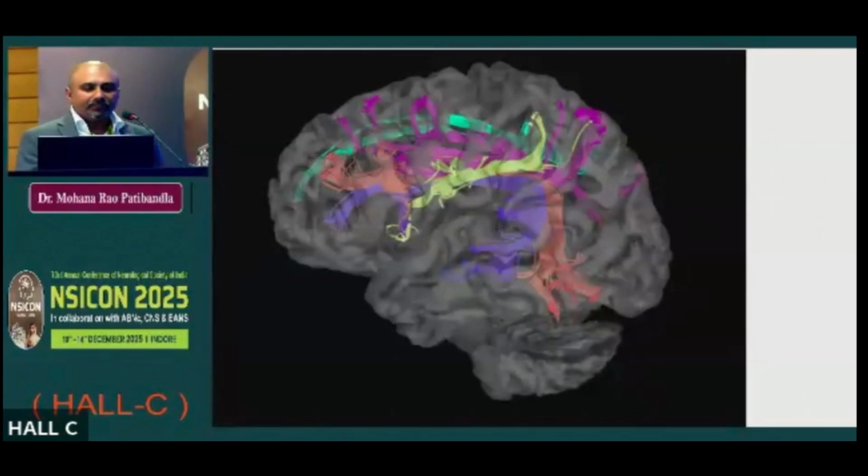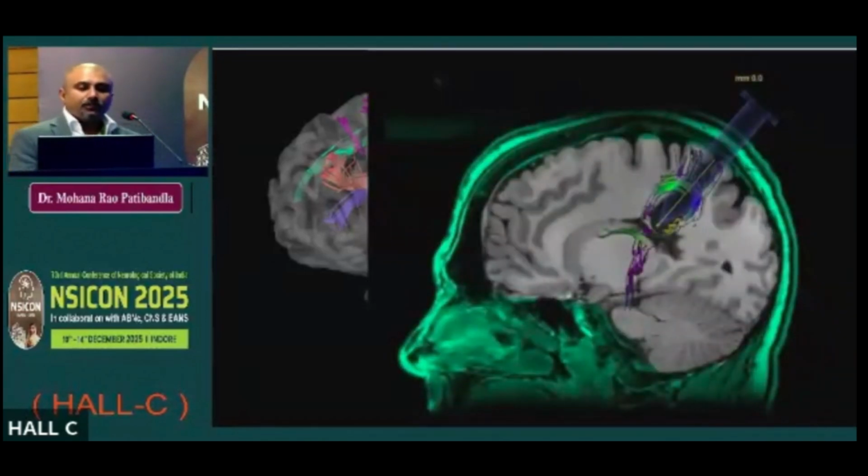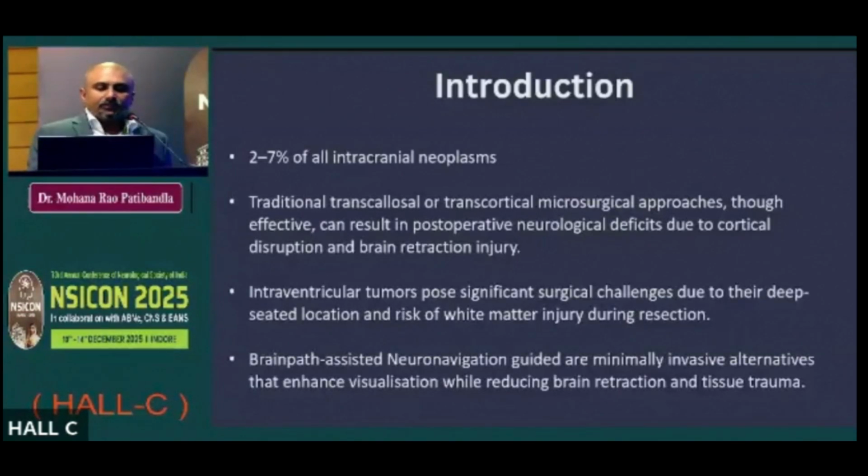Experience of 51 cases. In all these deep-seated tumors, the white matter tracts are getting damaged either by the retraction injury or through the coagulation, I mean, by the cautery. So using BrainPath, like endoports or brain ports, may be helpful in dispersing the white matter and reaching the target safely. These are almost 2 to 7% of the intracranial tumors. Retraction injury is the problem in the traditional transcallosal or transcortical approaches, and BrainPath-assisted neuronavigation might be one of the alternatives.